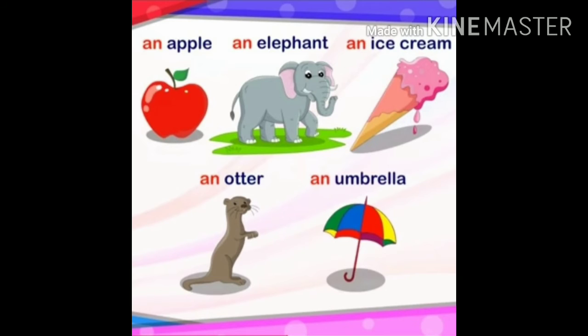These all words start with the vowels, okay, A, E, I, O and U. So before these we use the article an. So children, you understood how to use a and an.